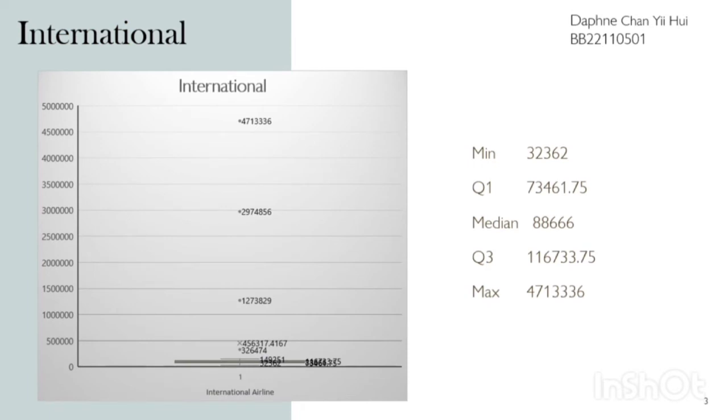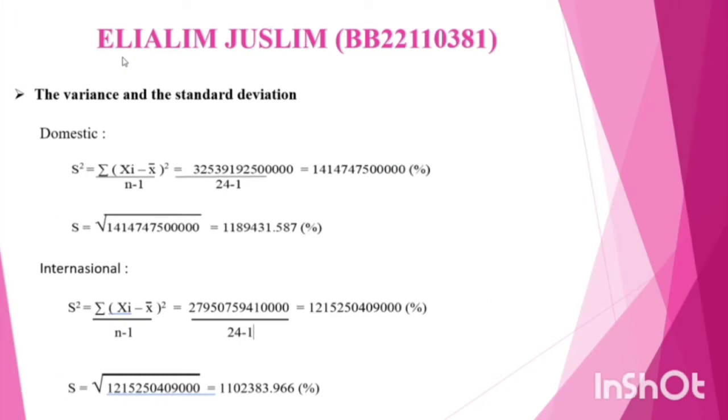The minimum value of this set of data will be 32,362. Q1 will be 73,461.75. Median is 88,666, while Q3 will be showing 116,733.75. Last but not least, the maximum value is 4,713,336. Next, measure of dispersions.